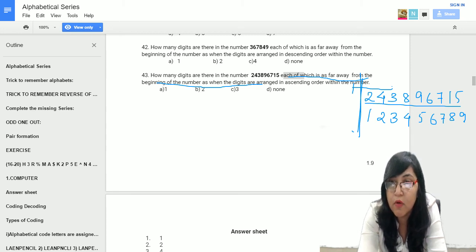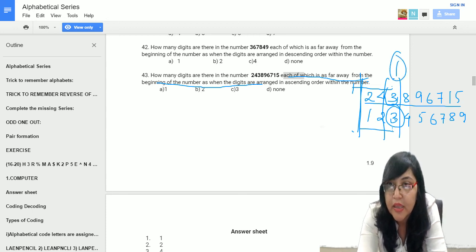Now you see, if you go for 3, in the first number the distance of the digit 3 from the beginning was 1, 2 and 3. When the number is arranged in ascending order as well, the digit 3 is found at the same distance as it was previously. So 3 is a digit. Okay. Next, what we have over here is 6. Next we have over here is 3.